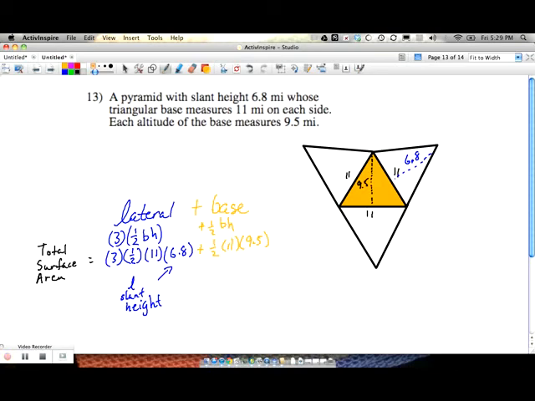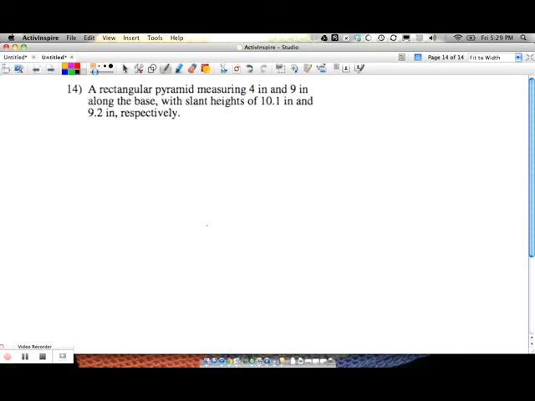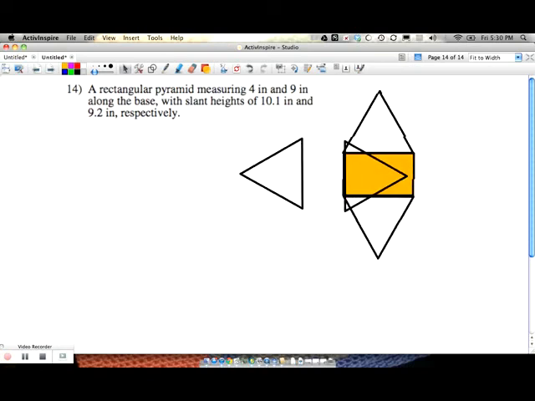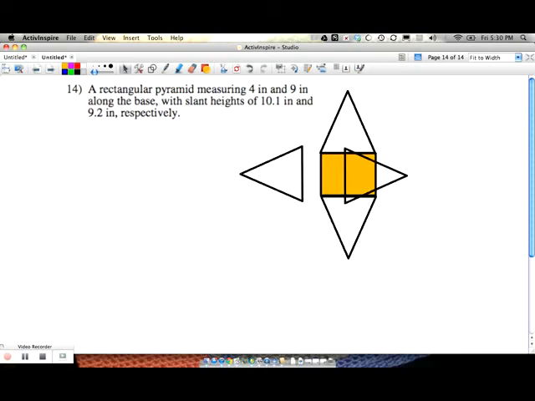If we add those together. Last one. Here we go. A rectangular base. So something to notice about this is it's a rectangular base, not necessarily a square base, but a rectangular base. Whoa. I meant for those to be kind of grouped together, but let's go ahead and fix them.